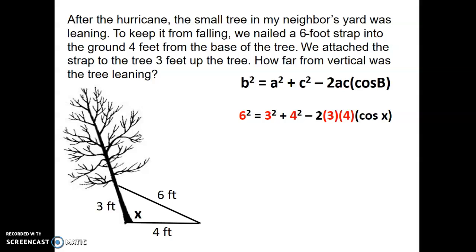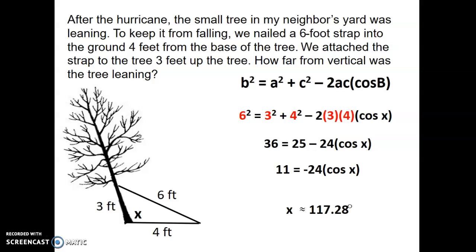Remember, this is one of those questions where you can't just combine all the terms together at once. You have the 3 squared plus 4 squared is equal to 25, and the negative 2 times 3 times 4 is the negative 24. You're not allowed to subtract 25 minus 24 because the negative 24 is being multiplied times the cosine of x. So instead, you subtract the 25. Then you divide by negative 24 and take the inverse cosine of that answer. It'll give you 117.28.